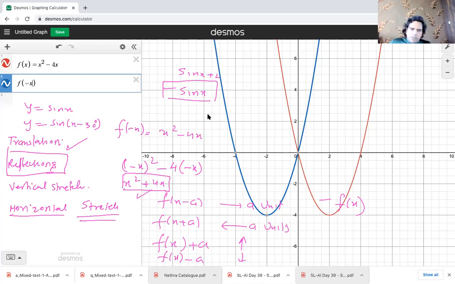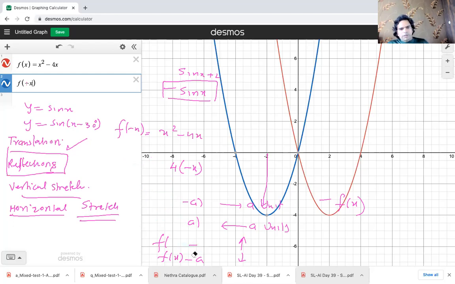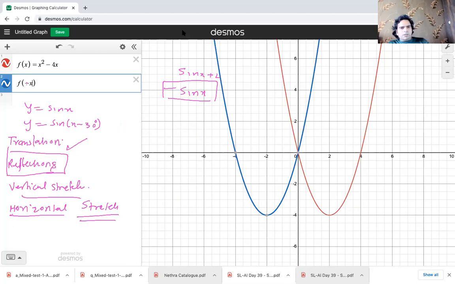Now, as far as the vertical stretch and all are concerned, they are very easy. In vertical stretch, your y values get doubled, tripled, or halved based on the vertical stretch that we apply. Now, let us see which forms have the vertical stretch. I'll just quickly clean out all this stuff. When you apply vertical stretch, the entire function will be multiplied by a constant. Let's say my function is x squared minus 4x, and let's say this is f of x.